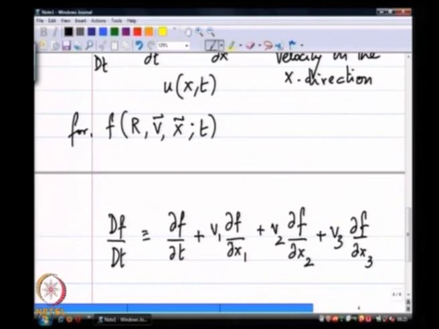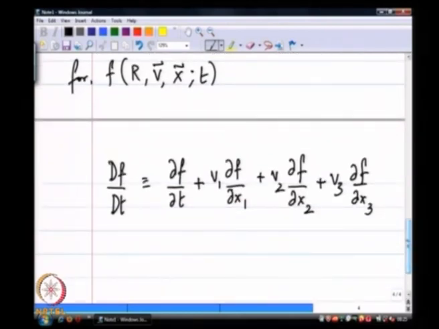This part is fairly straightforward, right. Since f is a function of the spatial location x, y, z, or x1, x2, x3, I could have an advection of this property f. f is just like our old g.